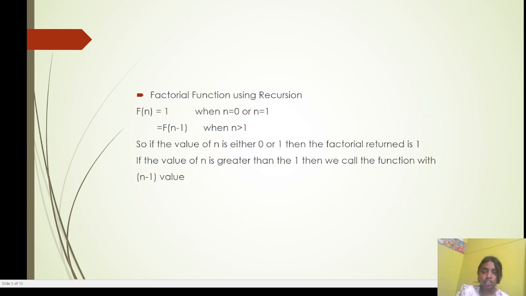Factorial function using recursion. Factorial of n equal to 1 when n equal to 0 or 1, and f of n equal to n into f of n minus 1 when the value n is greater than 1. So if the value of n is either 0 or 1, then the factorial returned is 1. If the value of n is greater than 1, then we call the function with the n minus 1 value. We can see here we have two conditions. When n equal to 0 or 1, the factorial function equals 1. If the value is greater than 1, we call the factorial function of n minus 1.